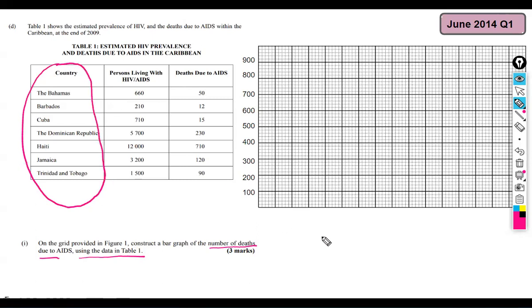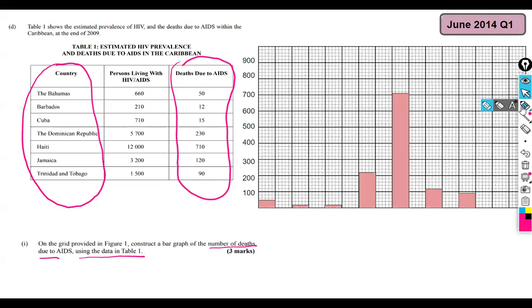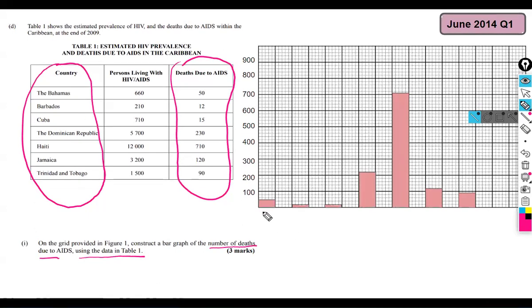The country. So the countries are going to go on the x-axis, right? And on the y-axis, the values of the deaths of AIDS are going to be there. So this is the graph I came up with, right? Now, I didn't put in the countries, but I'm going to put it in here now. I'll just abbreviate it. Like if it's the Bahamas, I'll put TB. This is Barbados. This is Cuba, the Dominican Republic, Haiti, Jamaica, and TNT, right?